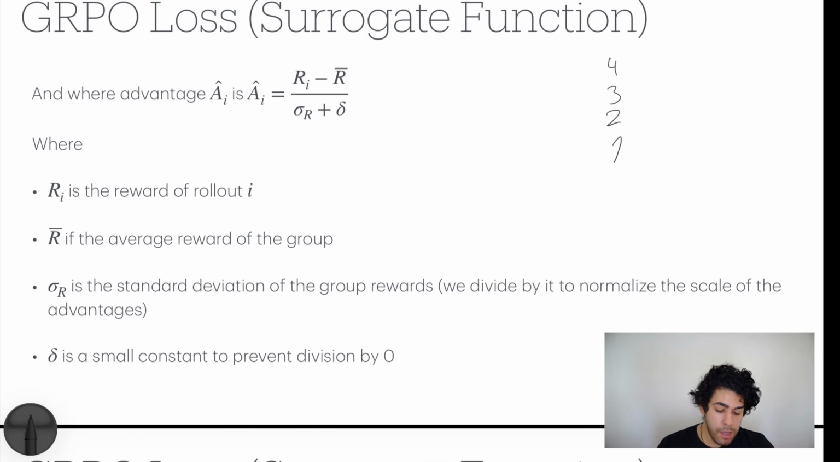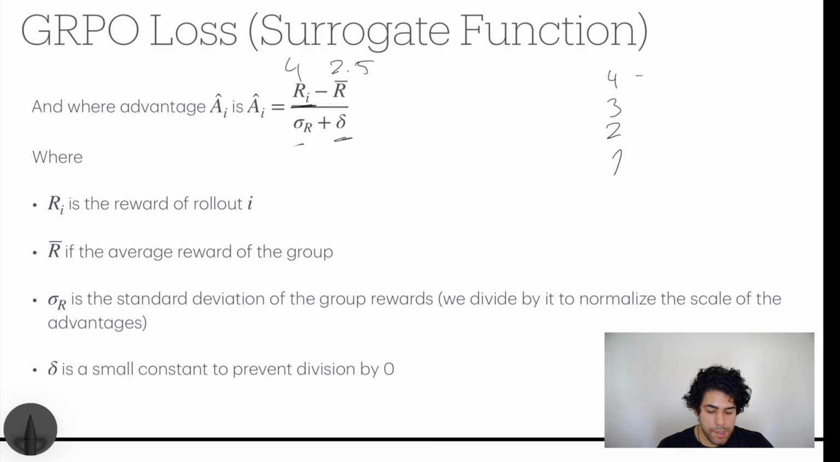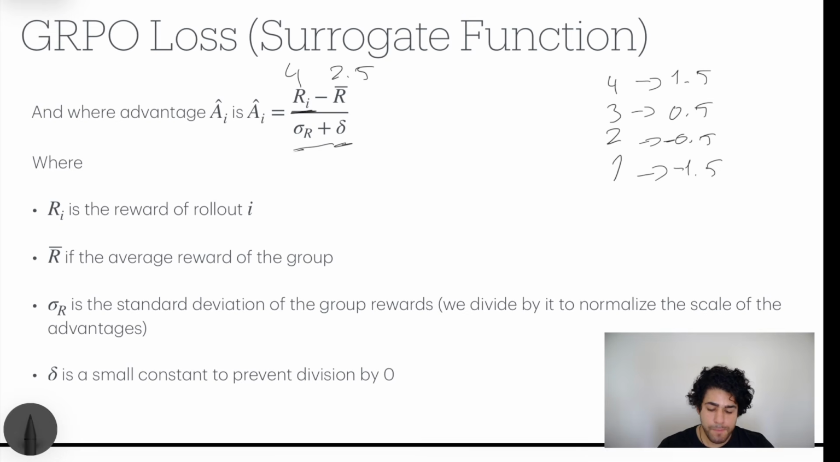So how we do it is that we get the current reward of rollout i, for example 4. We get the mean of the rewards of that current group, which in this case is 4 plus 3 plus 2 plus 1, 10, divided by 4, which is 2.5. And we divide by the standard deviation plus a small constant we add to prevent division by 0. So in this case, this becomes 4 minus 2.5, which is 1.5, 3 minus 2.5, 0.5, 2 minus 2.5, minus 0.5, 1 minus 2.5 is minus 1.5. For now, let's not worry about this division, this normalization. And these are the rewards, and these are the advantages.